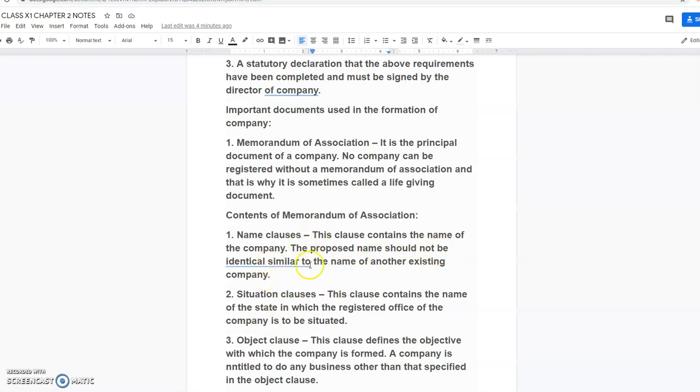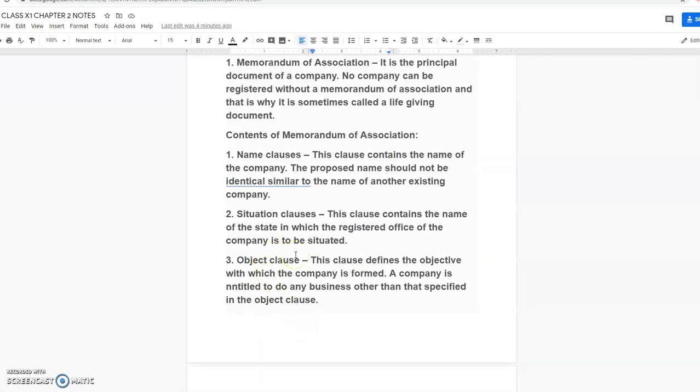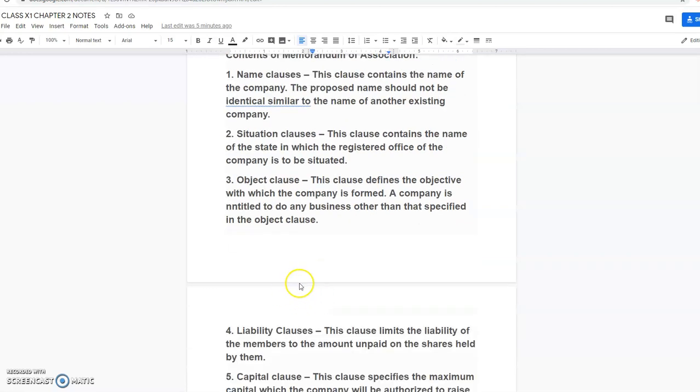The name clause contains the name of the company, the proposed name which is proposed by the promoter. It should not be identical or similar to the name of another existing company. Then we come to the situation clause. Situation means where the company's head office is situated. There may be many offices, but the main head office address has to be written in the situation clause.